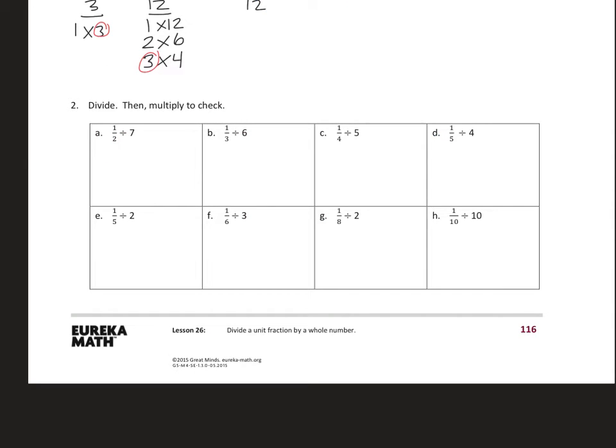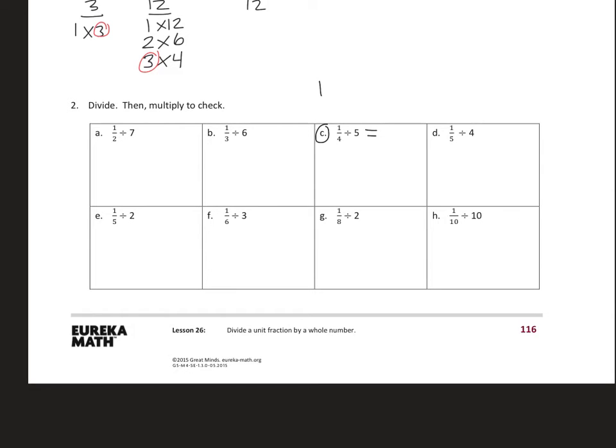All right, let's jump down to 2. 2 is dividing the fraction by a whole number and then multiplying to check. And we're going to see patterns, just like we saw patterns in the last lesson. We're going to see patterns here. We're going to start with 2C. And the pattern is, okay, well, 1/4 divided by 5.